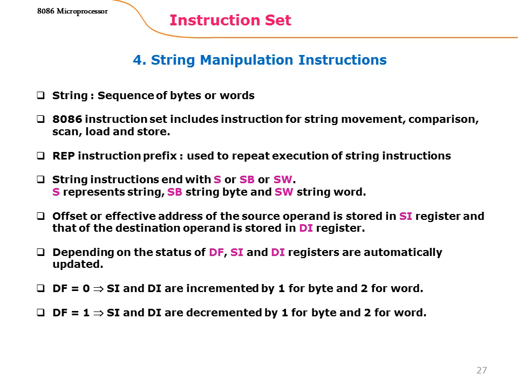The offset or effective address of a source operand is stored in the SI register and that of the destination operand is stored in the DI register. Depending on the status of the direction flag, SI and DI registers are automatically updated. If the direction flag is 0, SI and DI are incremented by 1 for byte and 2 for word. If the direction flag is set to 1, SI and DI are decremented by 1 for byte operation and 2 for word operation.